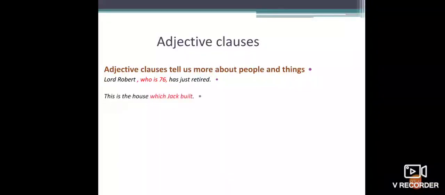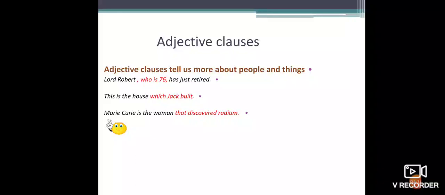Another example, this is the house which Jack built. Of course, the adjective clause here is which Jack built, as it refers to the house. The final example, Marie Curie is the woman that discovered radium. That's correct. The adjective clause here is that discovered radium. It also refers to the woman.